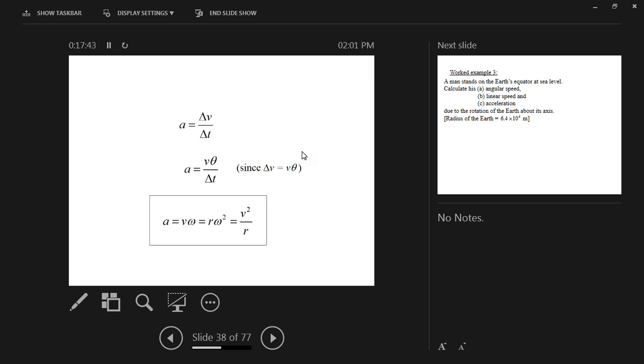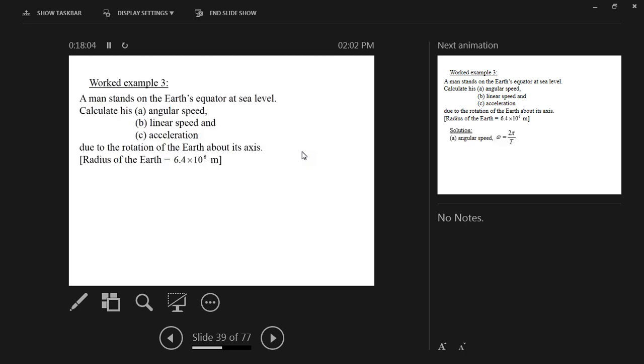So these are the three different forms for your acceleration. Dependent on what is given to you, you use the correct equation accordingly. So if they give you linear velocity and radius and ask you to find A, of course you use V squared over R, and so on. Okay, with that, we are ready to do some examples. We'll start with work example 3. I'll give you some time.